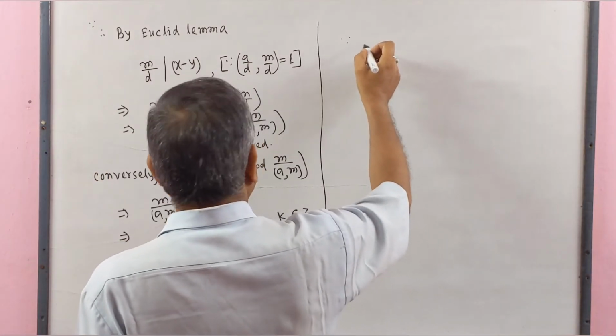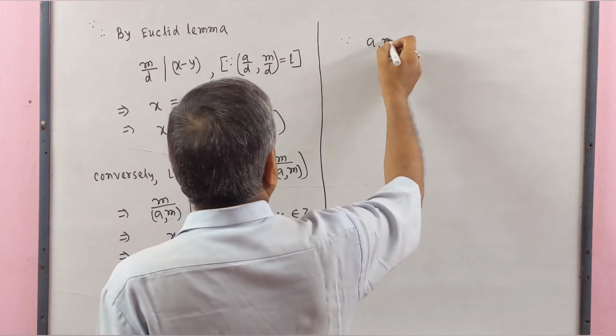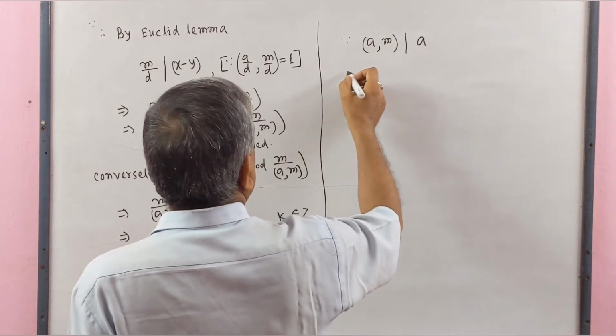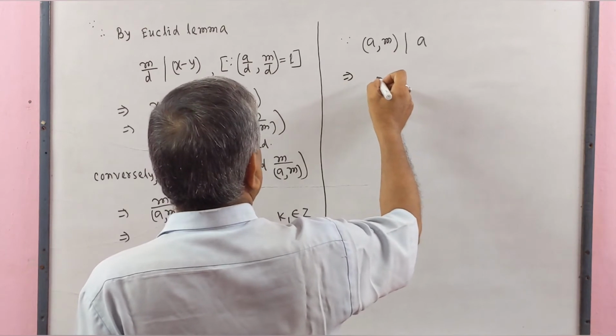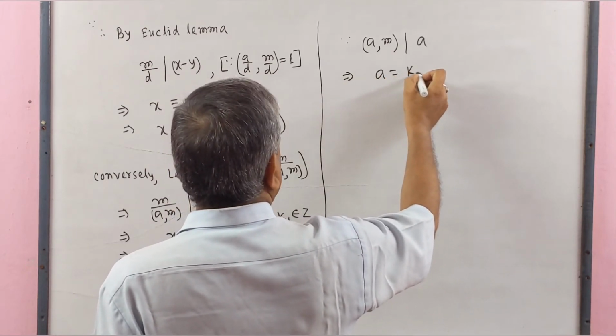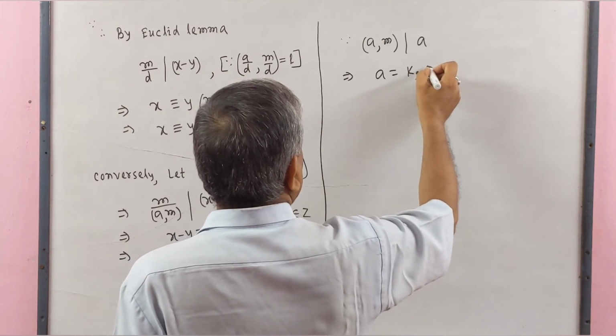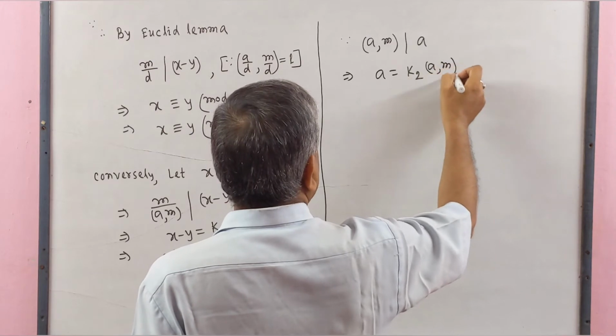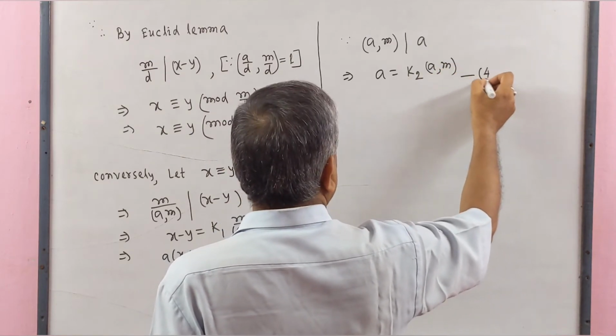Since GCD of a and m divides a, implies that a equal to, let k2 be another integer, k2 multiply GCD of a and m. This is number 4.